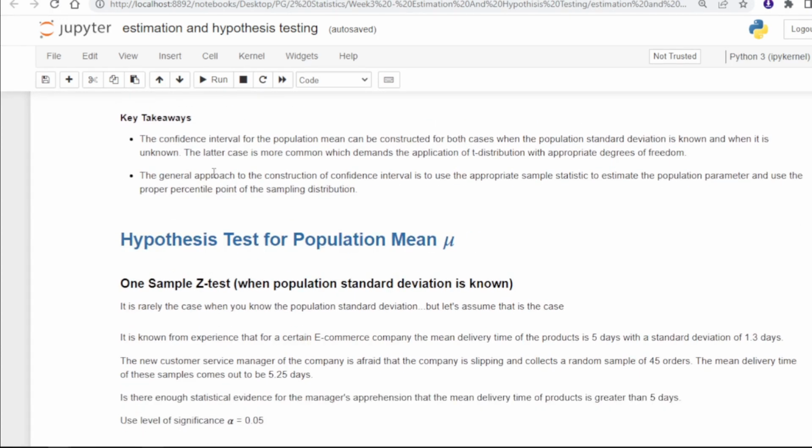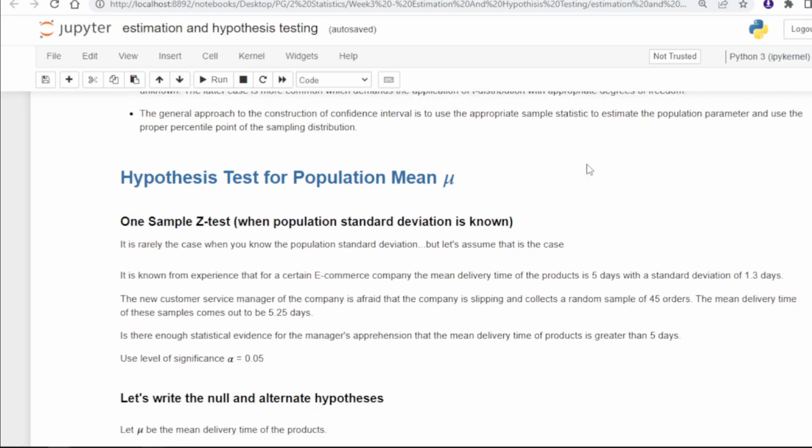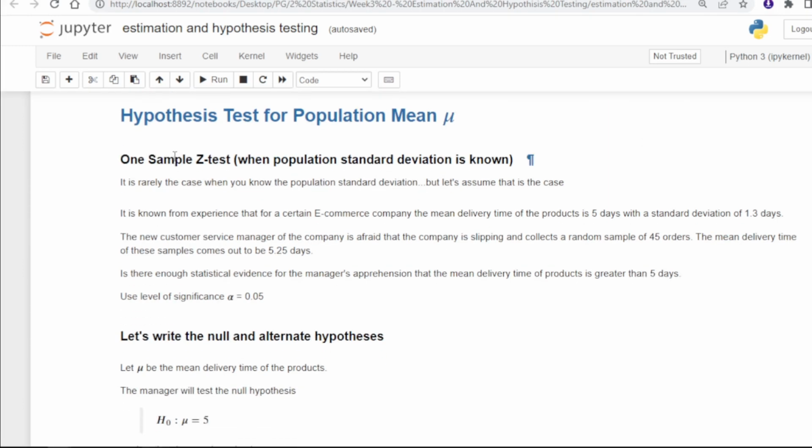The confidence interval for the population mean can be constructed for both cases: when the population standard deviation is known, and when it is unknown. The latter case is more common, which demands the t distribution with appropriate degrees of freedom. The general approach to constructing a confidence interval is to use the appropriate sample statistic to estimate the population parameter and use the proper percentile point of the sampling distribution.